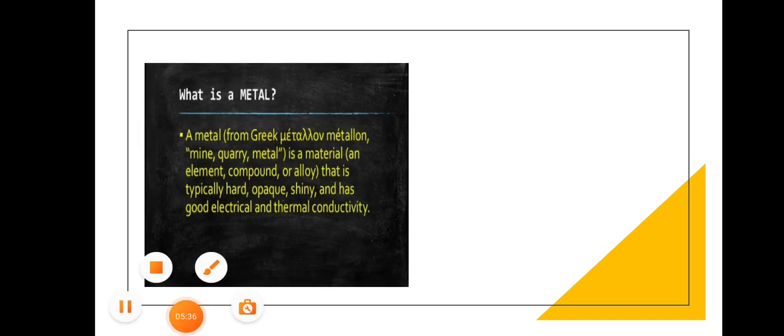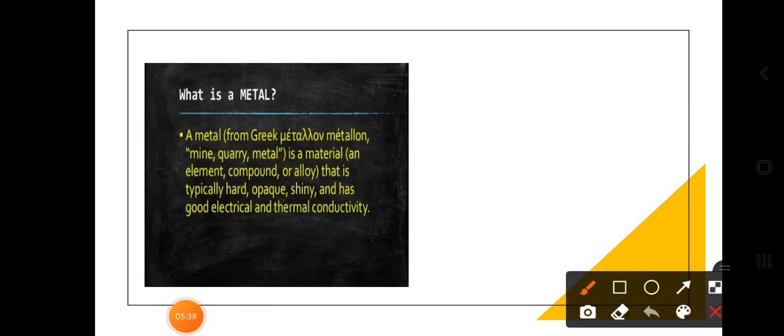Okay. So dear students, this is the metal. Metal, which word is it? It is a Greek word, which means metallon. The metal, it is a Greek word.